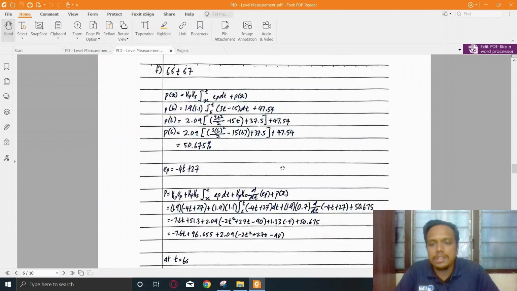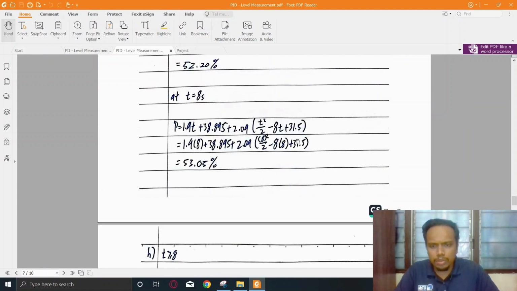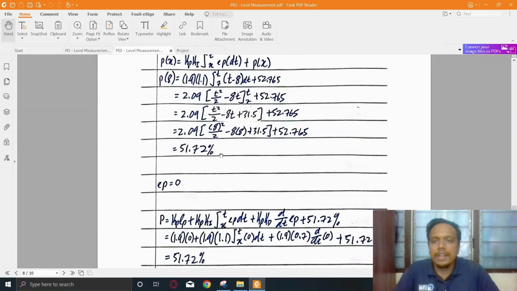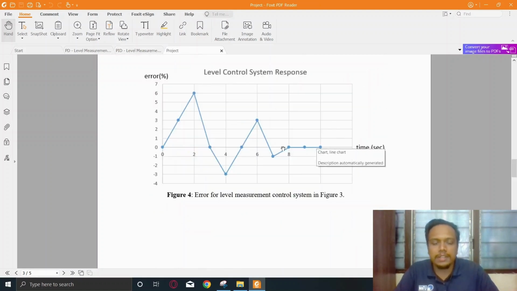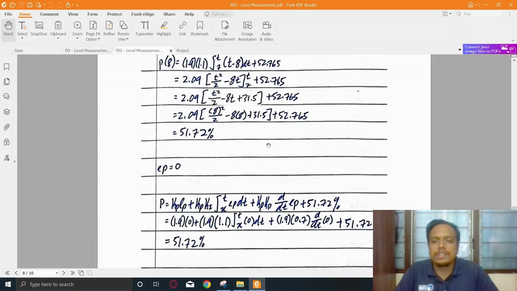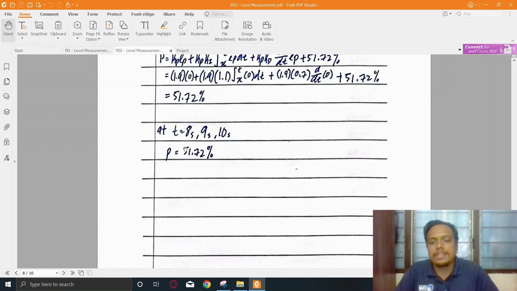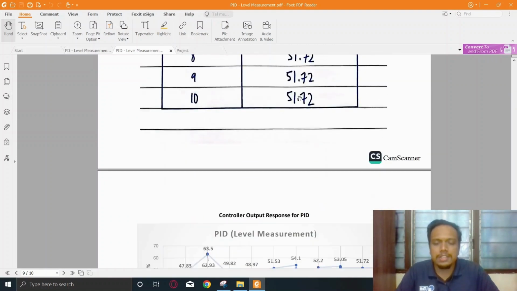You just repeat the entire process again and again until you go to 7 and 8. Now, when you go to 8, even though the formula has changed from PD, the values for P8, 9 and 10 will be the same, like here, because there's no error. So now here is 51.72. At 8 and 9 seconds it is the same percentage, and then we tabulate the findings and make it into a graph.